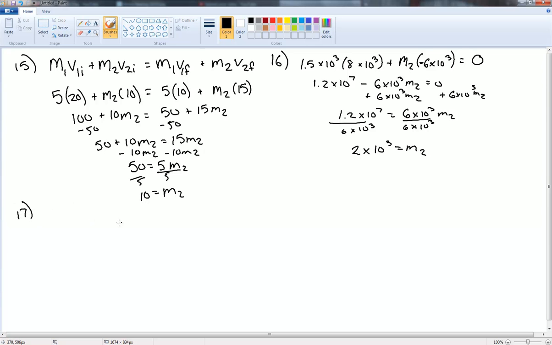All right, 17. An 80 kilogram skater and a 60 kilogram skater stand at rest in the center. The two skaters push each other apart. The 60 kilogram skater moves with a velocity of 10 meters per second east. What's the velocity of the 80 kilogram skater? So in this case, since both of them are standing at the start before the collision, they both have a momentum of 0. So the total momentum before the collision is 0.